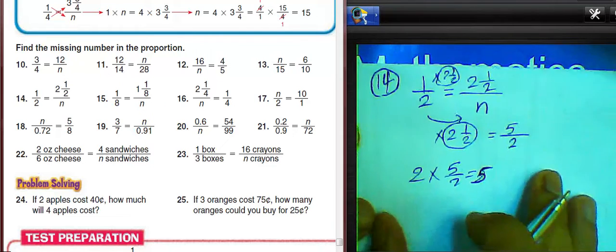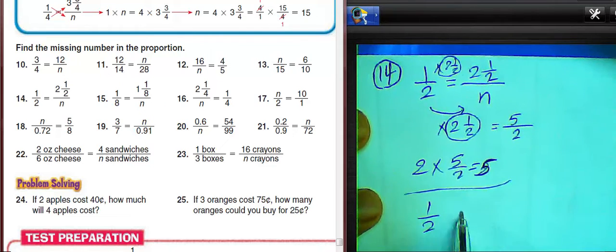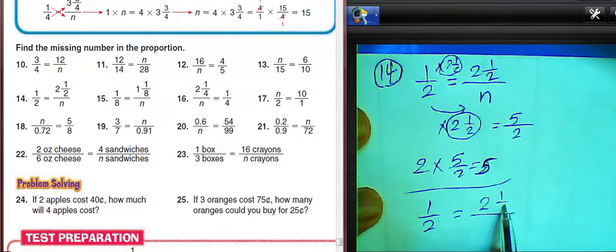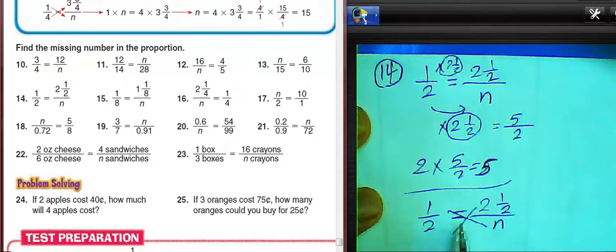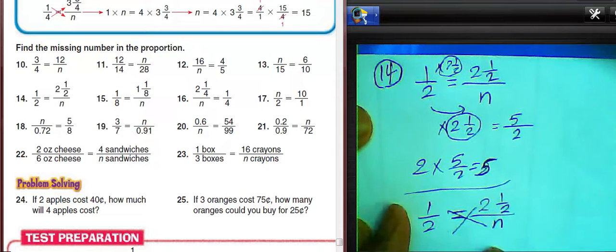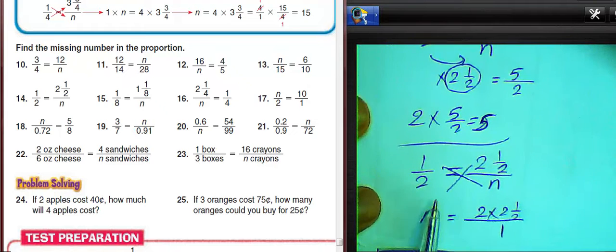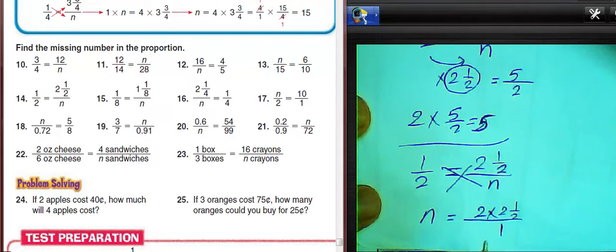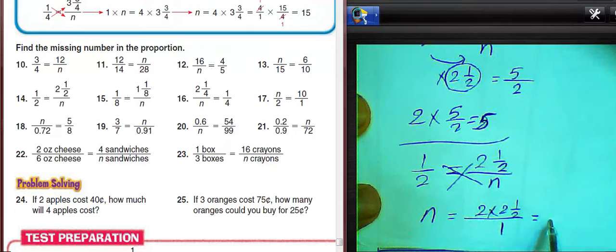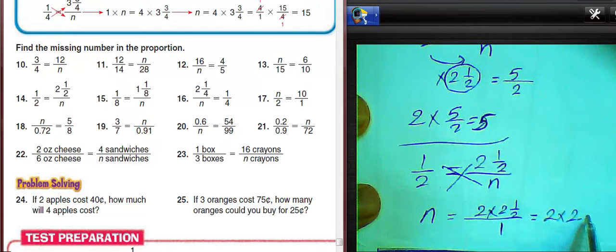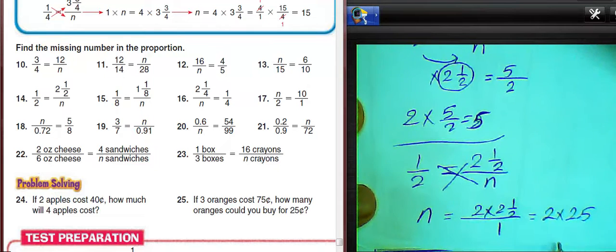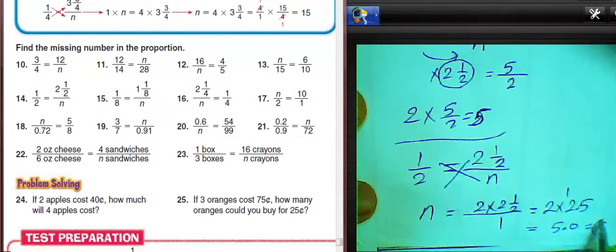We have another method for this example. Look here, another method: 1 over 2 equals 2 and a half over n. We can write here, the product of extremes equals the product of means. Then n equals 2 multiplied by 2 and a half over 1. 2 and a half equals 5 over 2, and we know 2 and a half equals 2.5. Then 2 multiplied by 2.5: 2 times 5 equals 10, write 0 and carry 1. 2 times 2 equals 4, 4 plus 1 equals 5. Then the result will be 5. n will be 5. That was question 14.